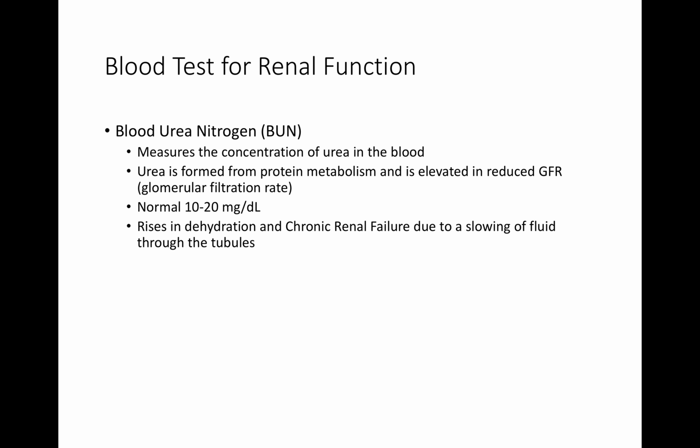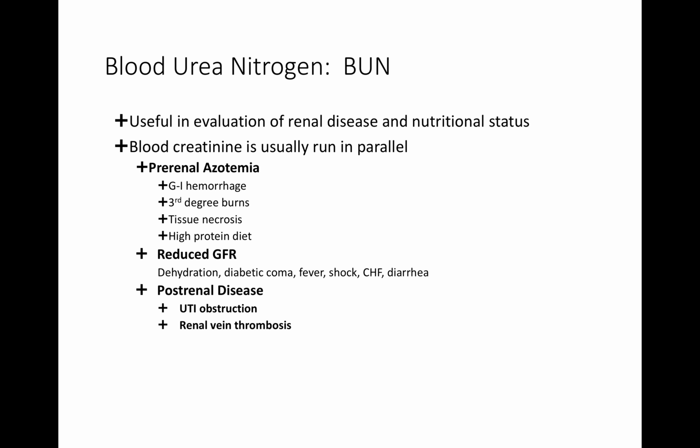The blood test for renal function, we've been talking about it all the way along, is our BUN, or blood urea nitrogen. It measures the concentration of urea in the blood. Urea is formed from protein metabolism and is elevated in a reduced glomerular filtration rate because the kidney is not doing what it's supposed to do. It's our chief filterer of the body. Normal is 10 to 20. It rises in dehydration and chronic renal failure due to slowing of fluid through the tubes. Useful in evaluation of renal disease and nutritional status.